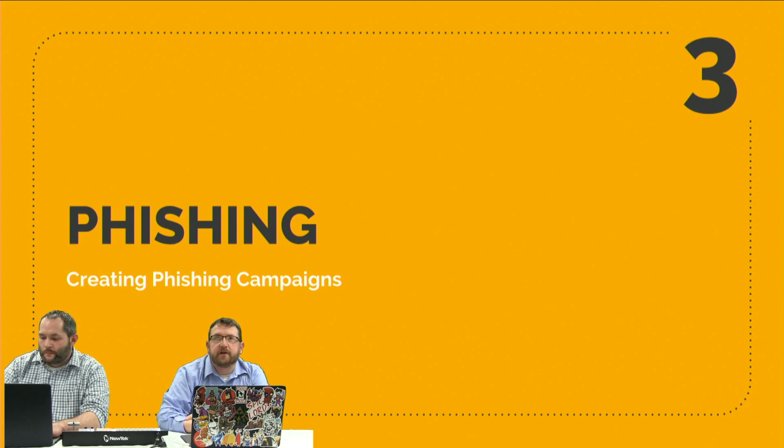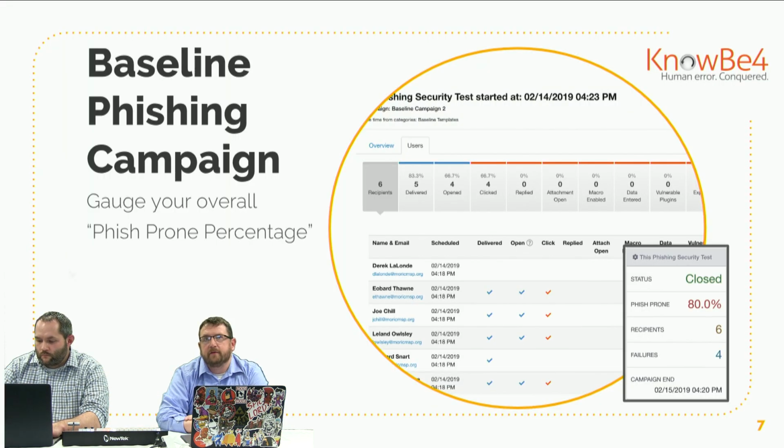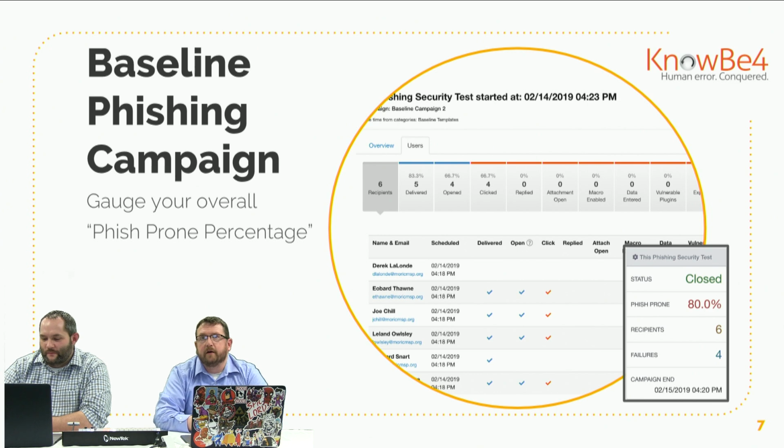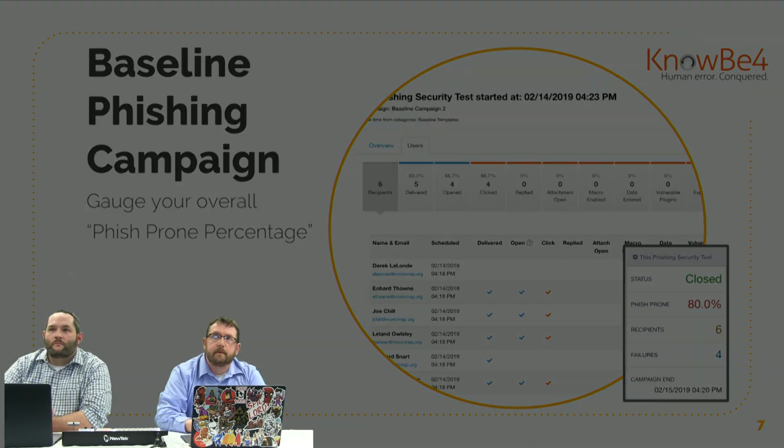So the next portion we're going to touch on is creating our phishing campaigns. And really what we're going to talk about is what it looks like when you create one, and then what the reporting looks like after the fact, so you can assess your phish-prone percentage. That's a very hard thing to say. And not only as a district, but we can also break it down by individual users as well.